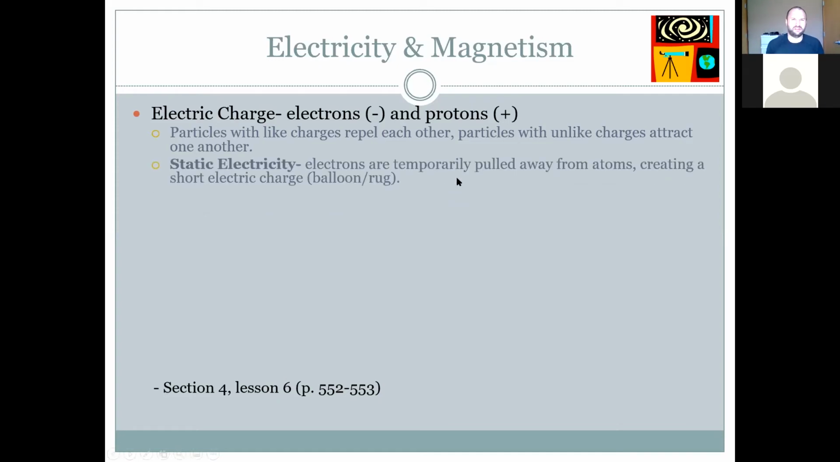So when we talk about electricity, there are a few things that I want to point out. First, there are some different types of electricity. You've heard of static electricity. That is temporary. Electrons are temporarily pulled away from the atom, creating a short electric charge, but then it goes away.